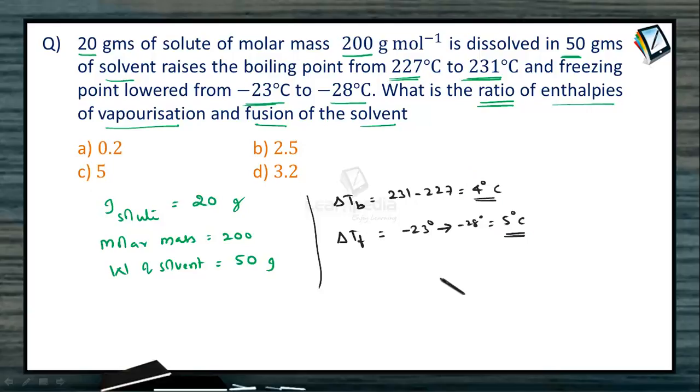But what is asked? The ratio of enthalpy of vaporization to fusion. So enthalpy of vaporization, say LV, by enthalpy of fusion, LF, is how much? So this is what is asked. So we need to get a relation between enthalpy of vaporization and fusion with elevation in boiling and depression in freezing points, and this given data of solute mass, molecular mass, and solvent mass.